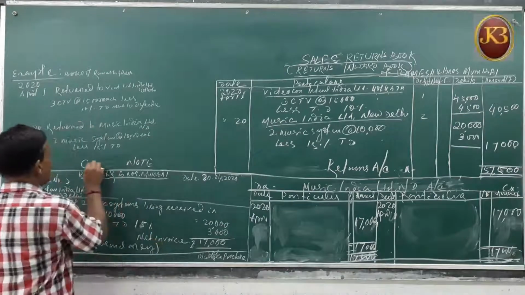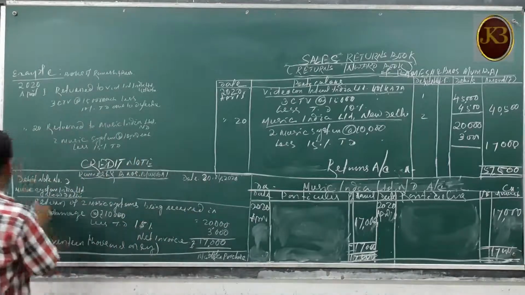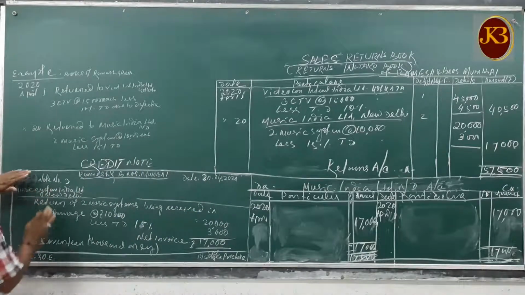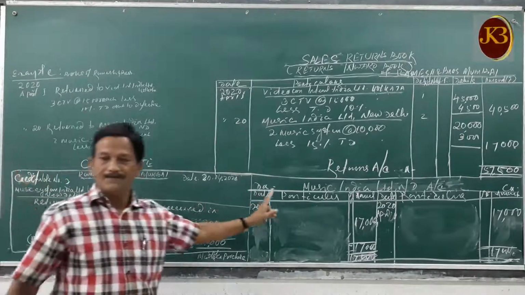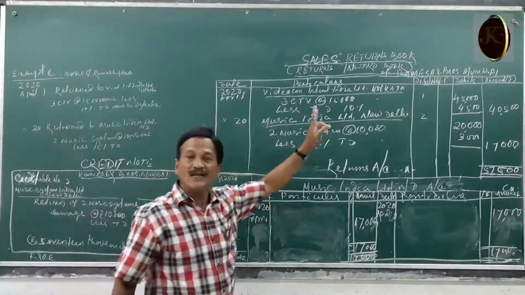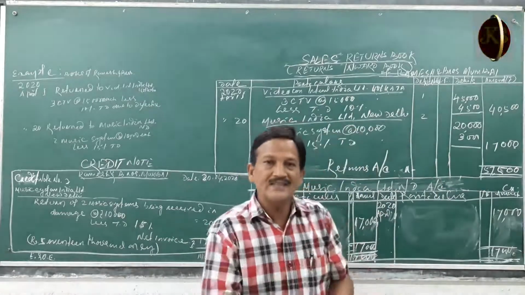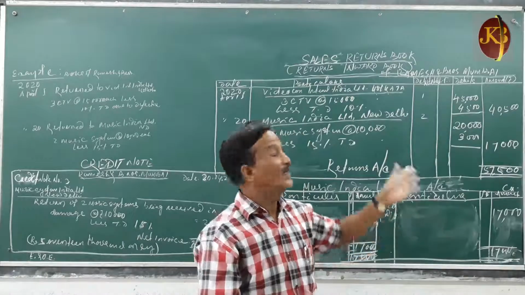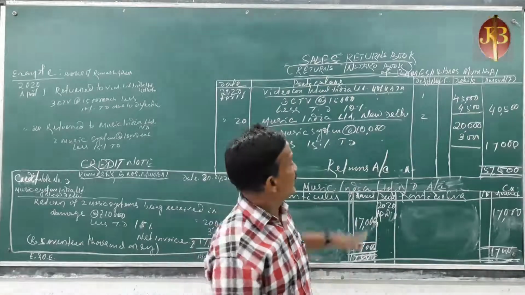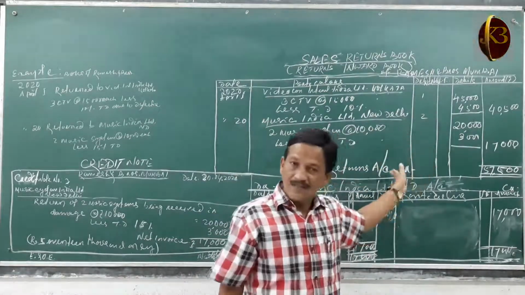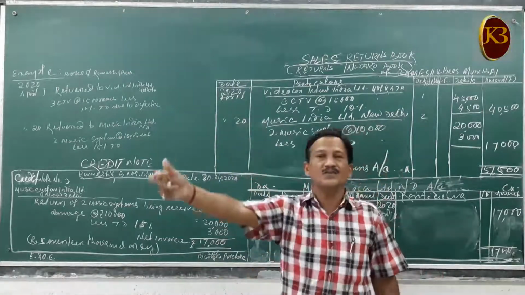So for this you have to prepare a note, that is called a credit note. So this is the credit note you have to prepare. The credit note is prepared by the business and sent to the customer, stating that your account has been credited by this amount for the goods which you had returned. Just as a debit note is prepared by the purchaser, that is the business, and sent to the supplier.